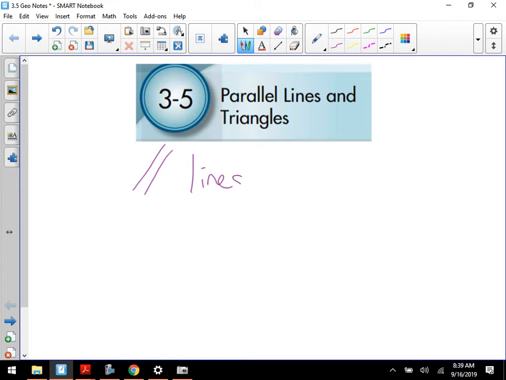They what? They have the same slope. Good. Hey, once you got some paper out, you're taking some notes that you needed.